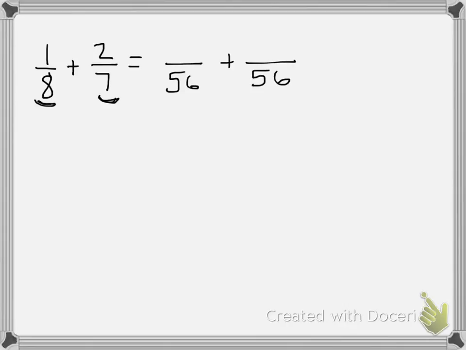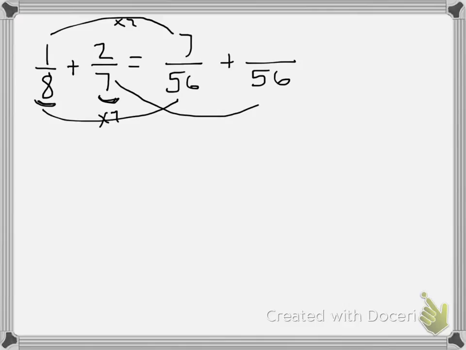So now I just need to change these fractions. Let's see. How do I go from 8 to 56? I had to multiply by 7. So I'll need to do that to my top number. 7 times 1 is 7. Alright, so now for my other fraction, how do I go from 7 to 56? I had to multiply by 8. So I'll have to do that to my top number here. 2 times 8, and that would be 16.